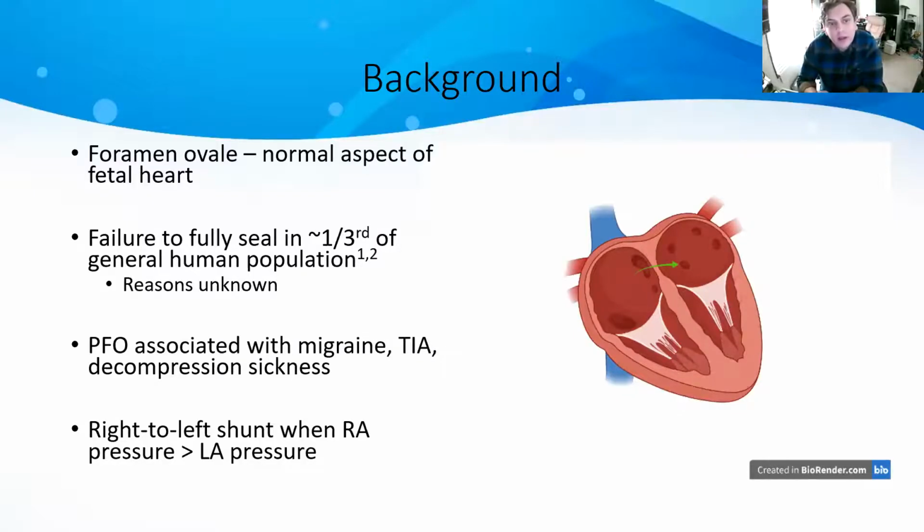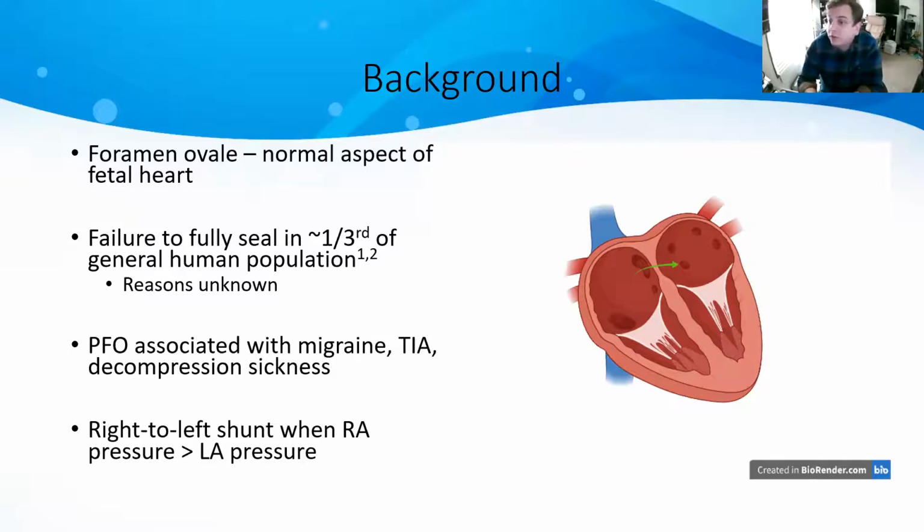So as previously covered, the patent foramen ovale is a normal aspect of the fetal heart. It is a source of intracardiac right to left shunt. In fetal development, it allows the fetal circulation to bypass the pulmonary circuit. In around 1/3 of the population, that foramen ovale fails to completely close. That process occurs during the first few moments to few months of life.